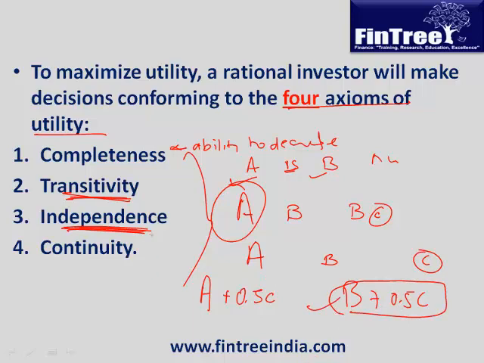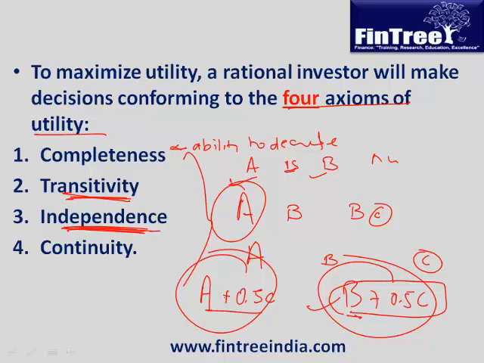Okay, so you should have an independent choice, meaning of which is if A is preferred over B, A plus 0.5 C should always be preferred over B plus 0.5 C. Am I making myself clear? If it changes, then of course then it goes to the first point. So as long as the proportion of C is constant, this is true. If it changes, we can't really conclude that. And the last one is continuity.